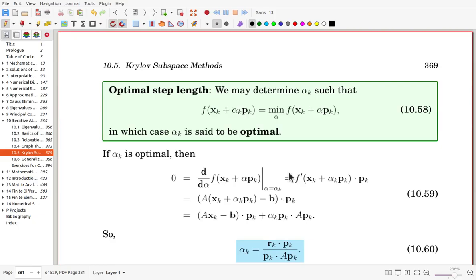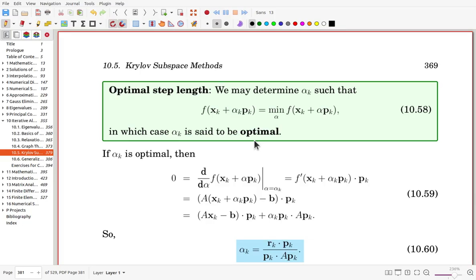Here is an optimal technique for taking step length. We try to determine alpha k such that this alpha k is the minimizer of the function. Once we consider this part as a function of alpha, then among every possible alpha, we try to choose the value such that this one is minimum. Okay, so such alpha k is optimal.